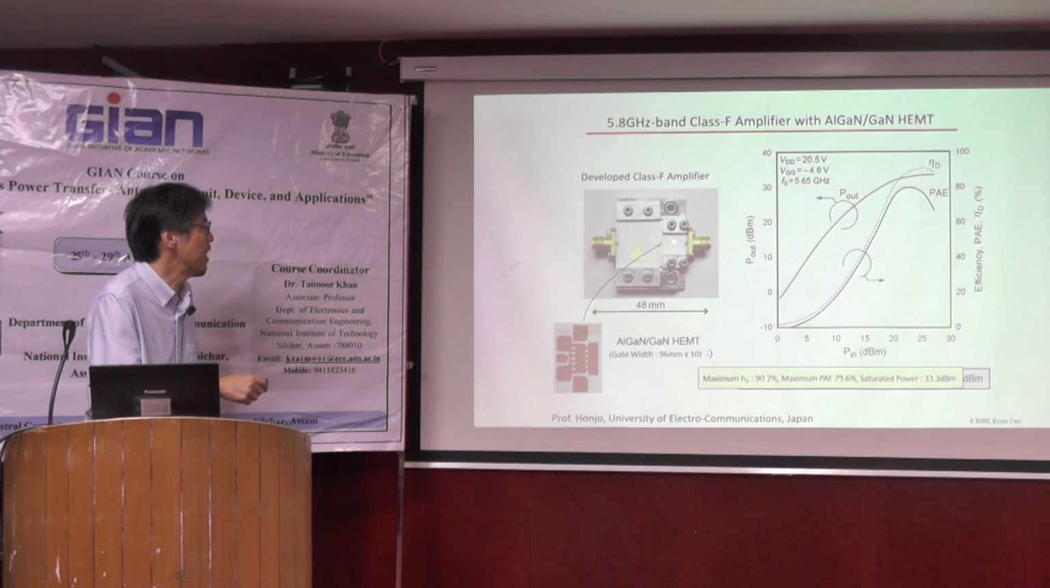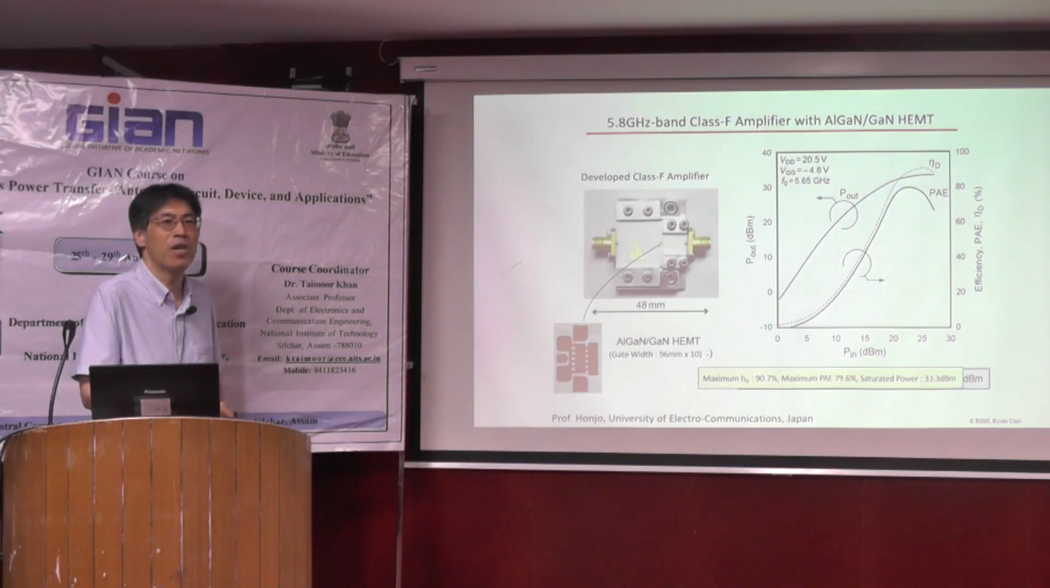And it's a very clear figure. Here you can see a resonator for each harmonic. And we change the length of this open stub, and we can create the impedance relationship of 0, infinity, 0, infinity by these peacock wings. So this is a typical design of the class F amplifier.